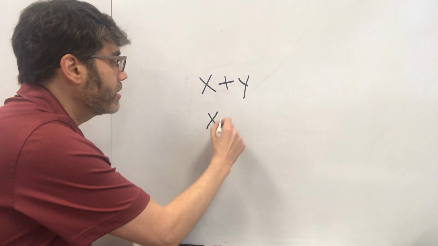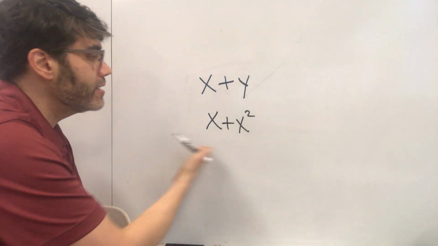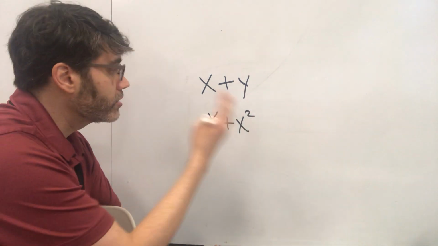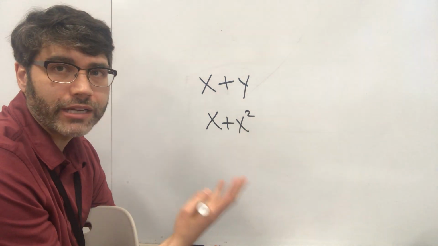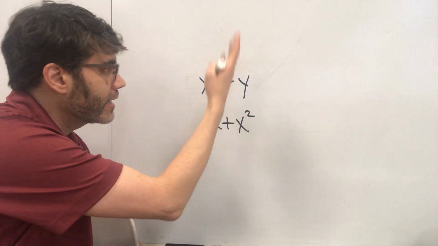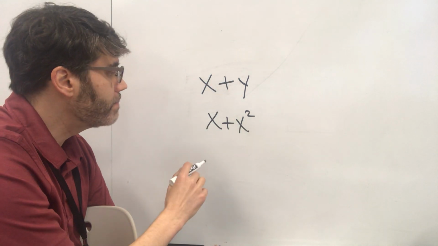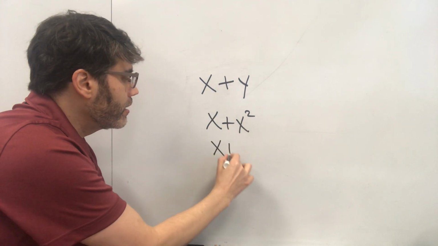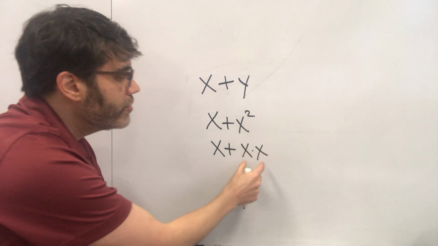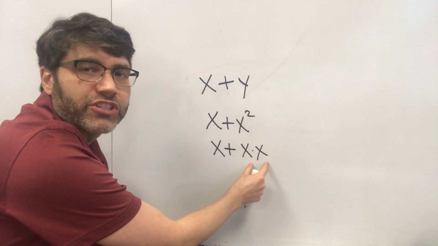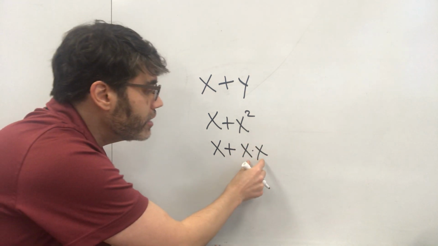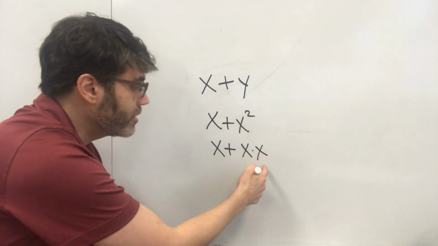Same with x plus x squared. You can't combine these any further than they already are, okay? Because x squared is a different term than x. X squared is just as different as like a y, okay? Why is that? Because this is x plus x times x. You need to multiply these two x's first. Because of PEMDAS, you do multiplication before addition. So you need to multiply these first before you can add them.